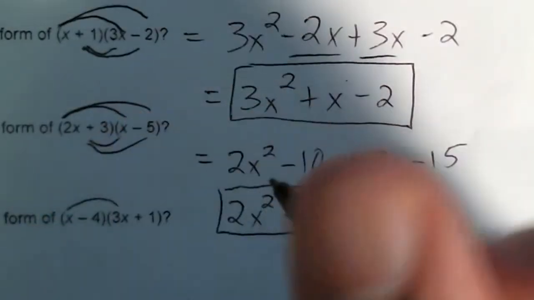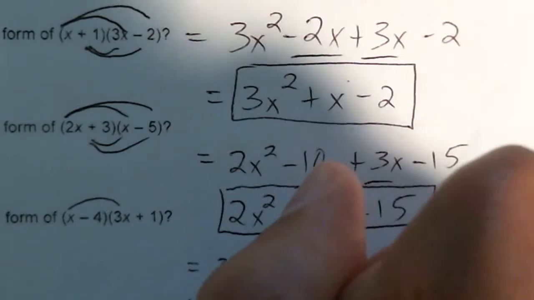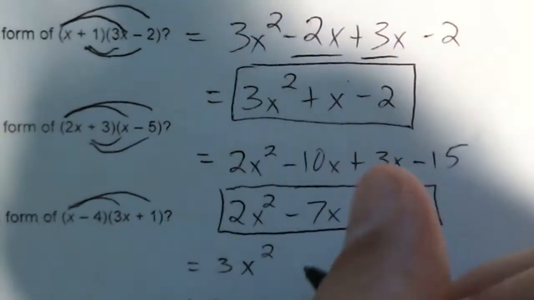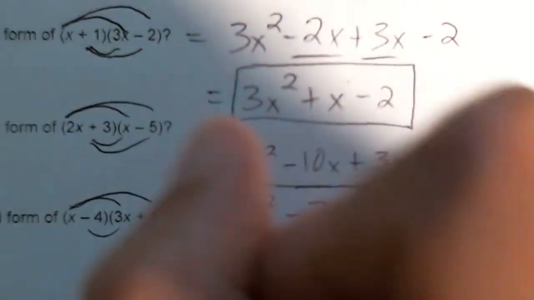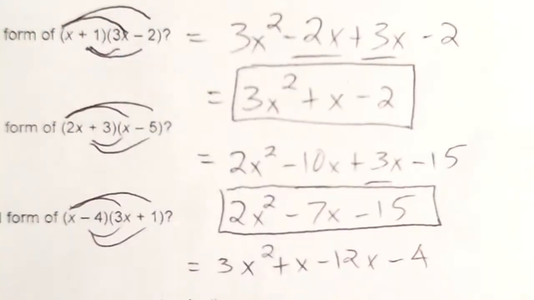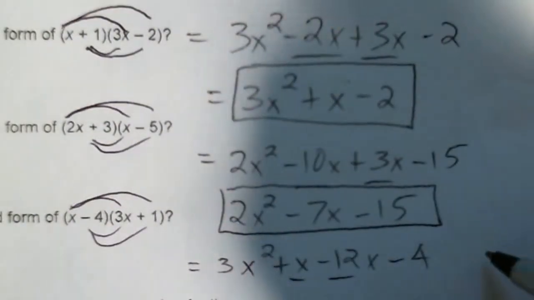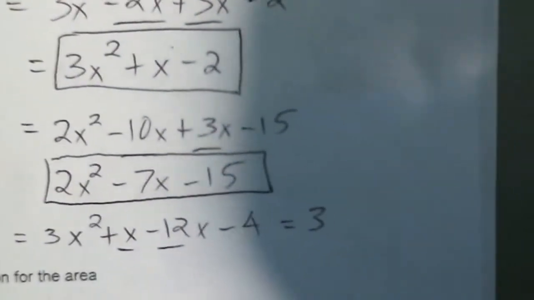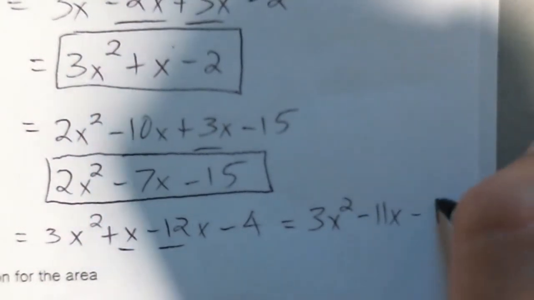And the last one here. First, x times 3x is 3x squared. Outer, x times 1 is x. Inner, -4 times 3x is -12x. Last, -4 times 1 is -4. Combine your like terms. 1x minus 12x is -11x minus 4.